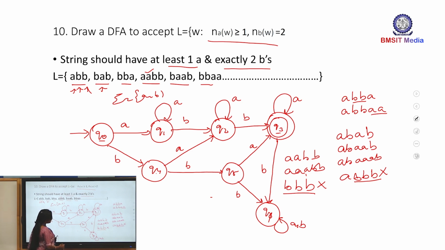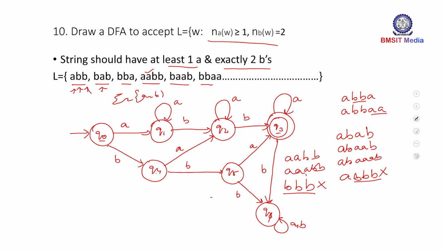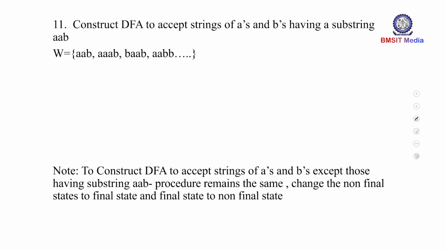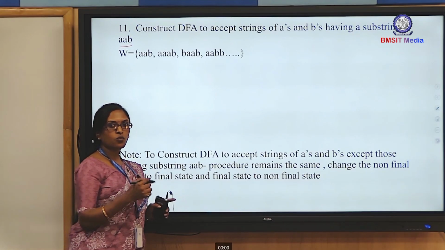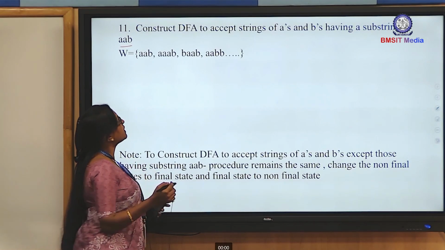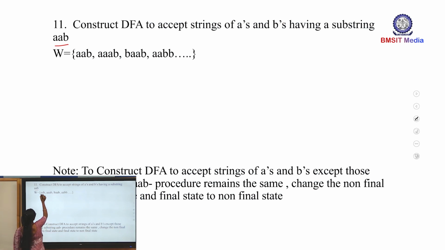Now let's see the next problem. The next problem is to construct a DFA to accept strings of A's and B's having a given substring. The substring that is given is A, B. Now what strings will be accepted by the language? The minimum string, A, B, should be accepted.